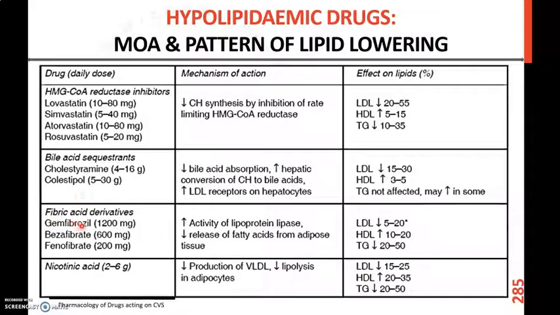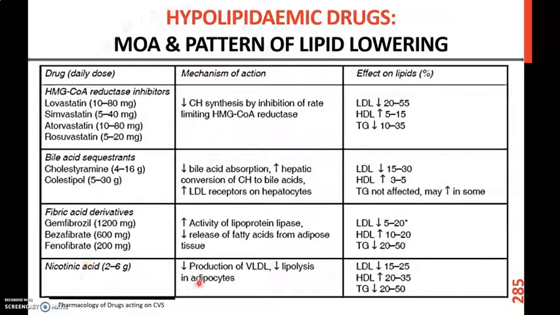Now coming to the third class, fibric acid derivatives like gemfibrozil, bezafibrate and fenofibrate. They act by increasing the activity of lipoprotein lipase and also by releasing fatty acid from adipose tissue. And by the action of fibric acid derivatives, it will decrease 5 to 20% of LDL, it will increase 10 to 20% of HDL, and it will decrease 20 to 50% of triglyceride level in the blood.